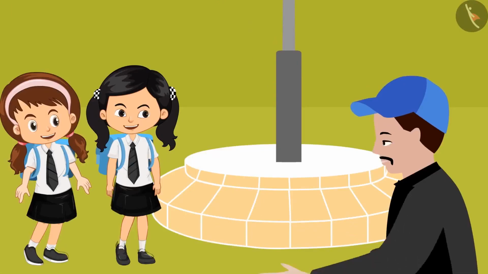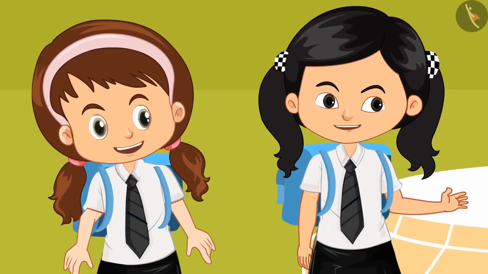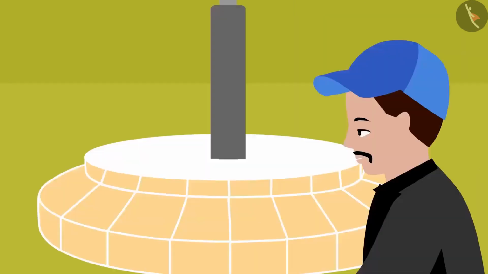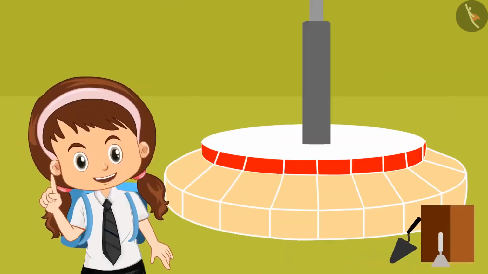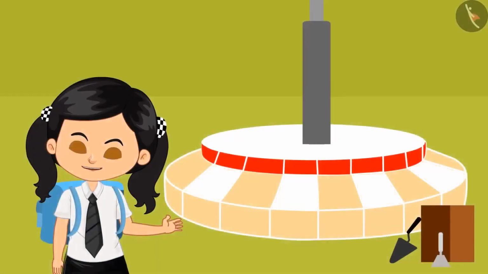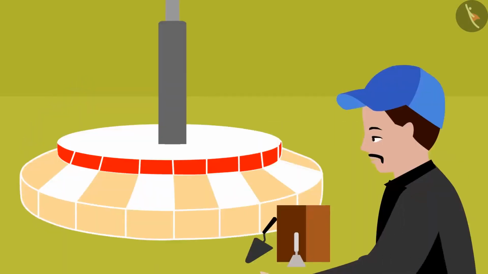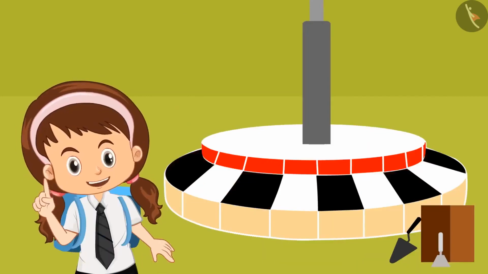Kids, I have to place circular tiles around the flagstaff compound. Will you both help me? Really? Can we help? Yes, you all can help me to make pattern with the tiles and I will place them. Otherwise, your uniform will get dirty. First, a circle of red tile. Like this? Yes. Then place white tiles along with it, like this. After that? Then Daddy, place the black tile in between the white tiles, like this.